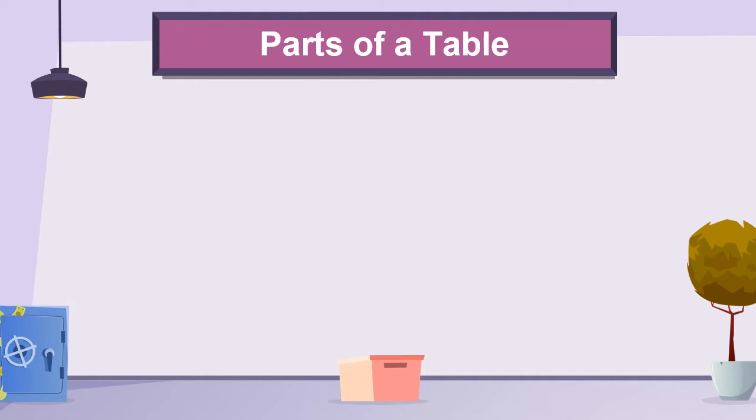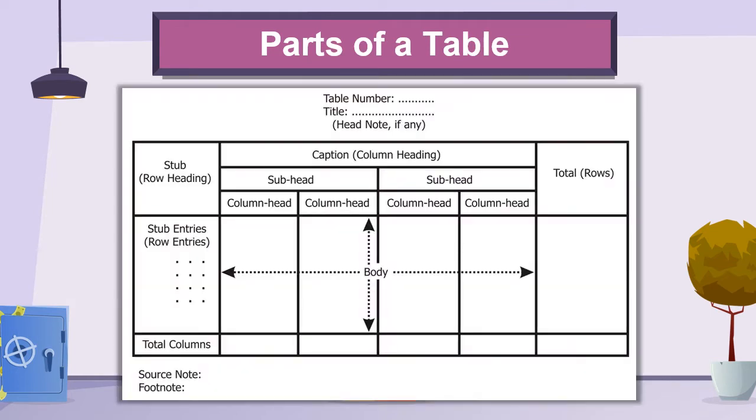What are the parts of a table? As you can see here, we have first and foremost our table number and our title. If you have a series of tables in your document or in a presentation, you need to put a table number in order for you to identify easily what specific table one is referring to. The title gives an overall description of what the contents of your table are.